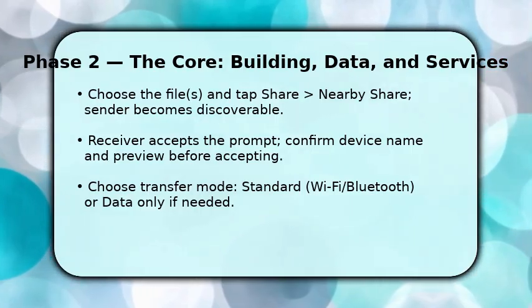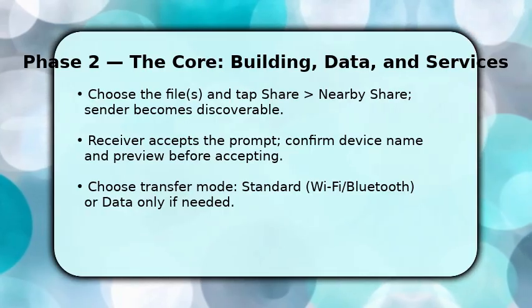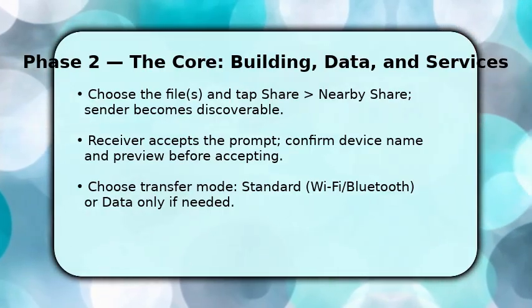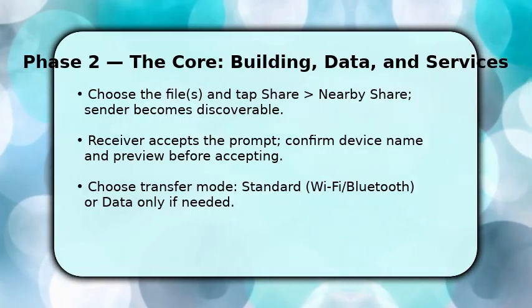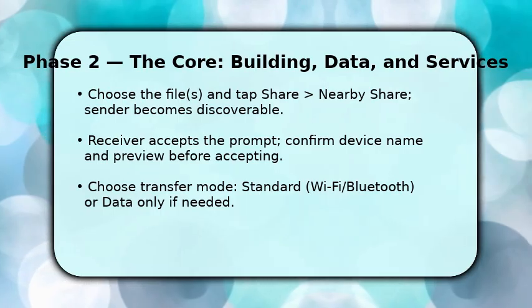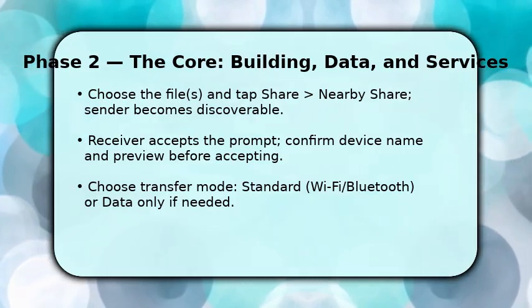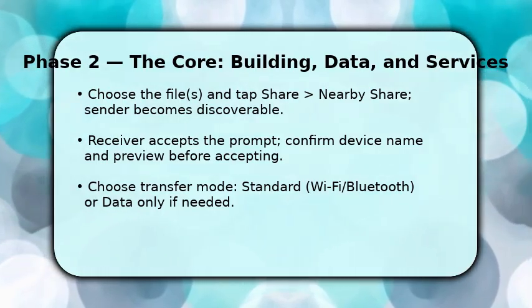You can pick transfer mode. Standard uses Wi-Fi or Bluetooth for speed, while data only forces mobile data. Choose based on your network. Once the receiver taps Accept, the devices negotiate a secure connection and prepare the file transfer.